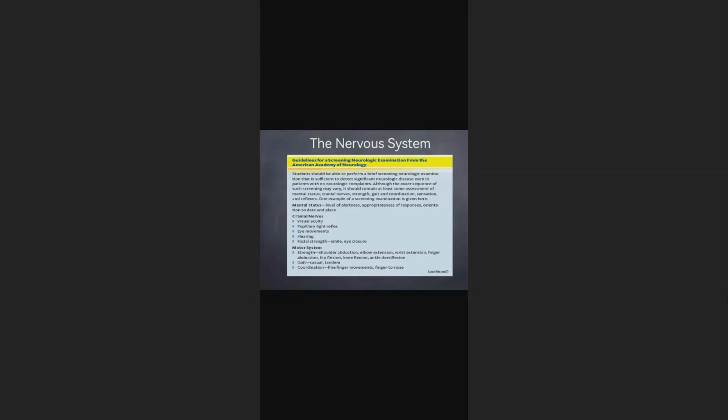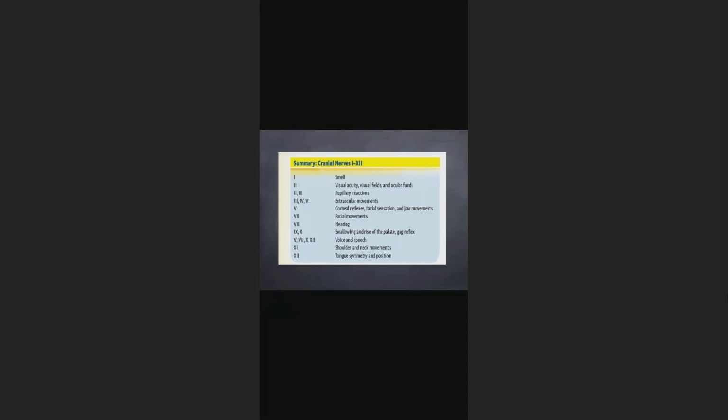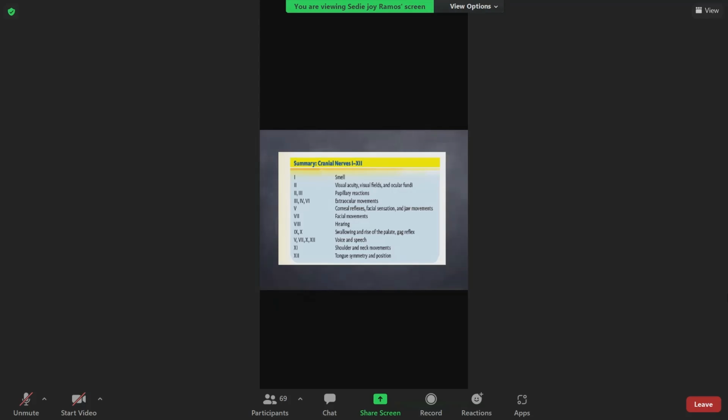For the nervous system, the same. We examine the cranial nerves. We do the visual acuity test, pupillary light reflex, eye movements, hearing, facial strength, and motors. How do you check for the sensory system and the deep tendon reflexes? Especially when the patient comes in with severe headache, you do a meticulous neuro exam. But not all headaches have a neurologic cause. There are some endocrine problems that present with headache.